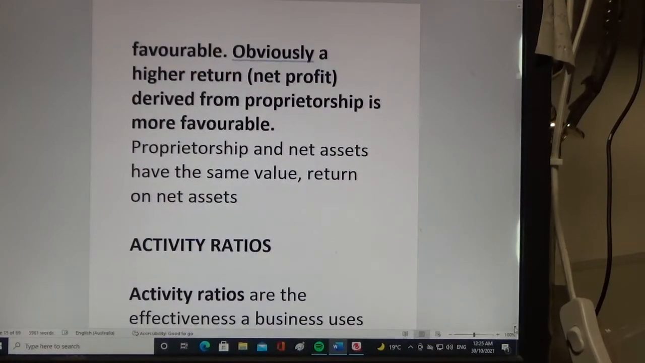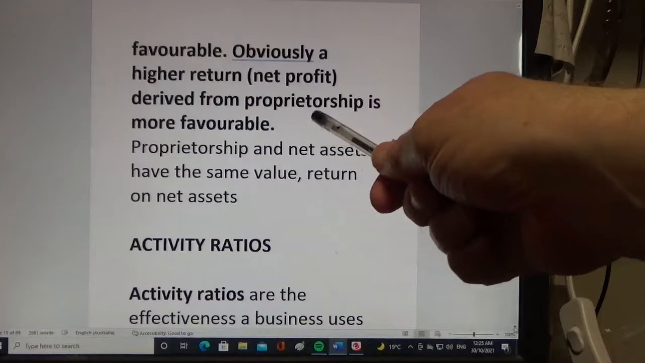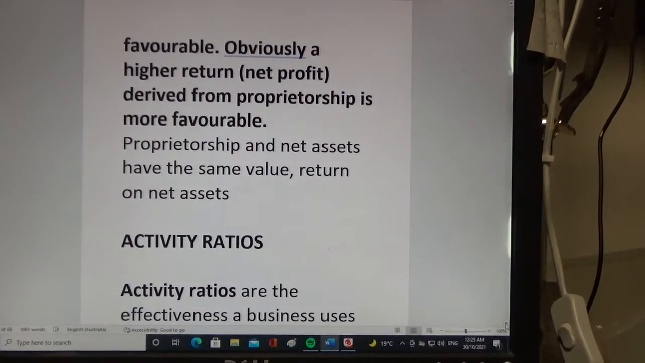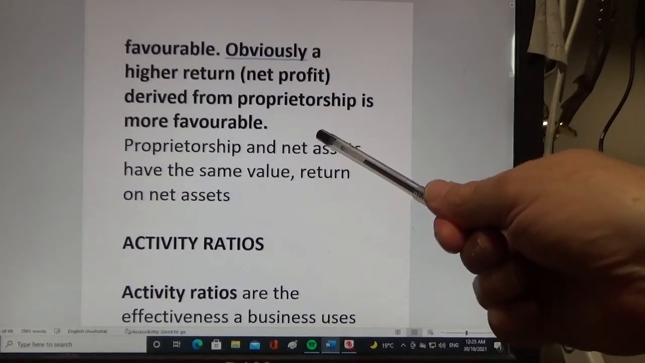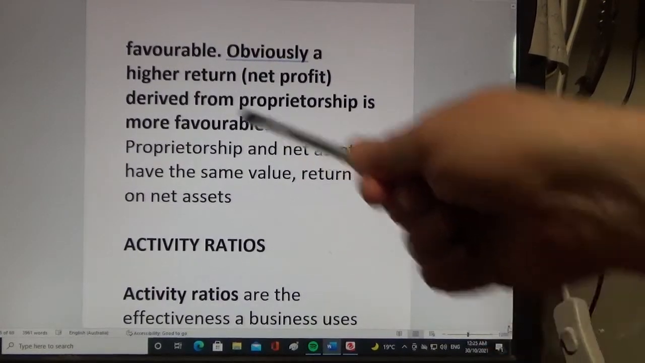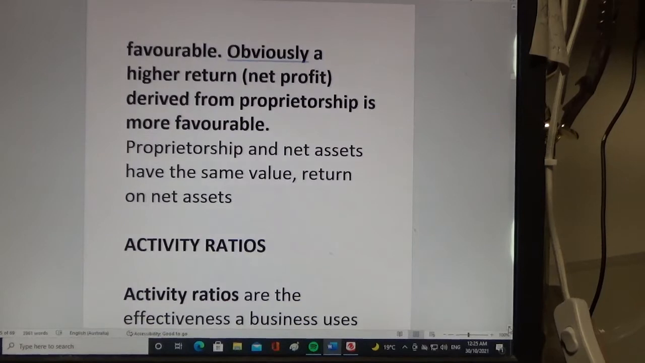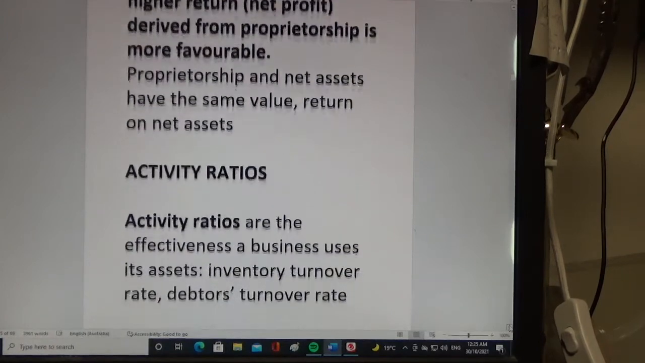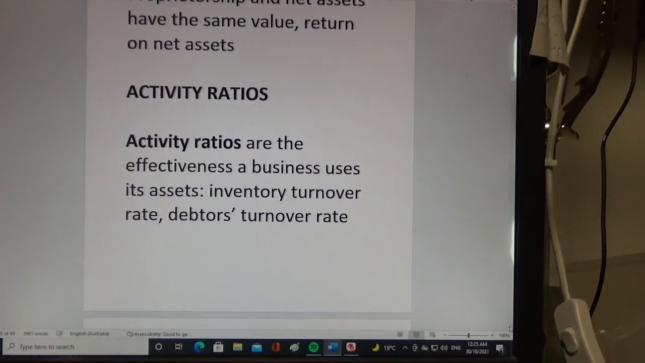So you've got proprietorship and you want to get net profit after tax. So you're using net assets, machines, as part of your production process to generate net profit after tax, okay? And we just look at whether the numbers mean more favourable or less favourable, okay? Higher is favourable, lower is less favourable.